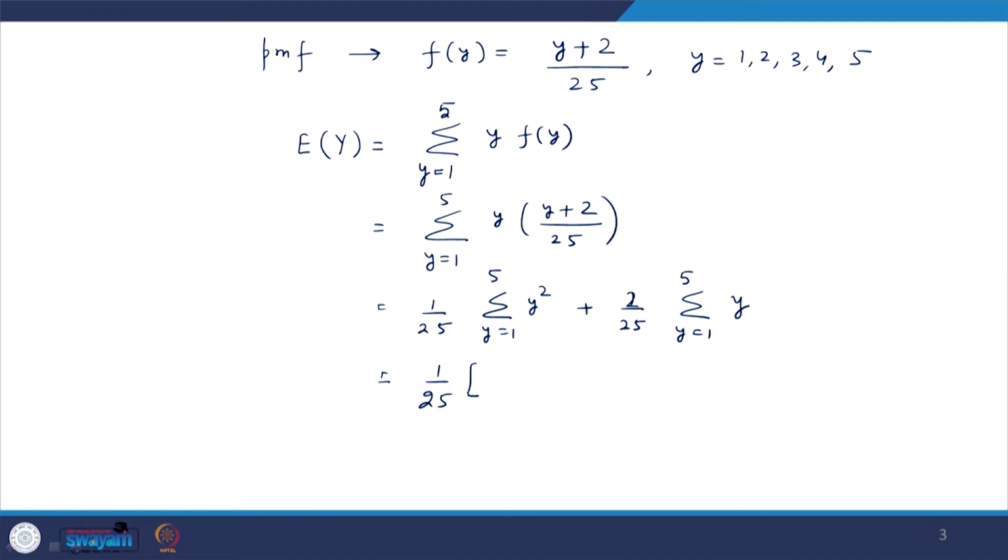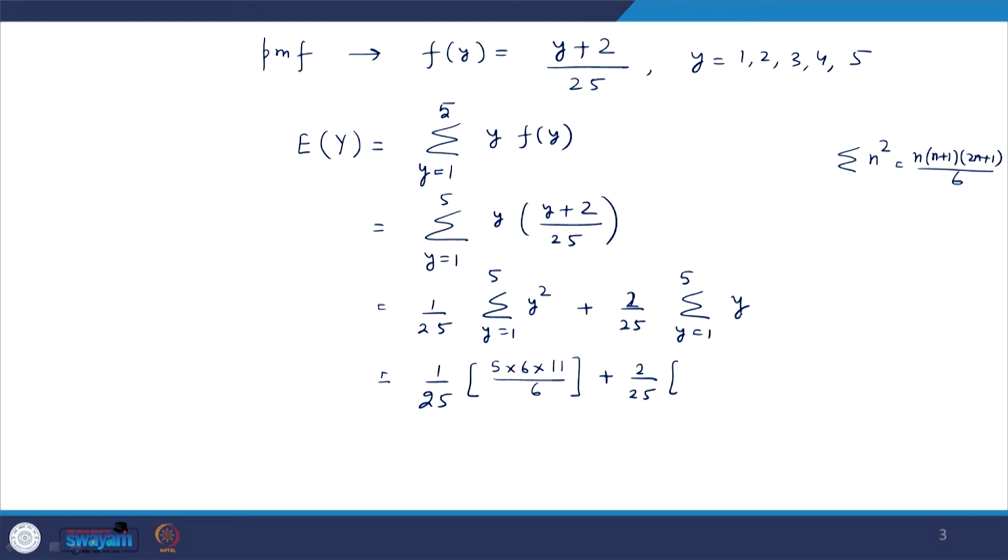So, we know that either we can find out directly the sum of squares up to 5, or we can use the formula. We know that sum of n square is nothing but n into (n plus 1) into (2n plus 1) by 6, the sum of squares of natural numbers. So, we can use this expression here. Here n is 5. So, it is 5 into 6 into, when you substitute 5 here, 11 by 6, and plus 2 upon 25 times, the sum of natural numbers up to 5.